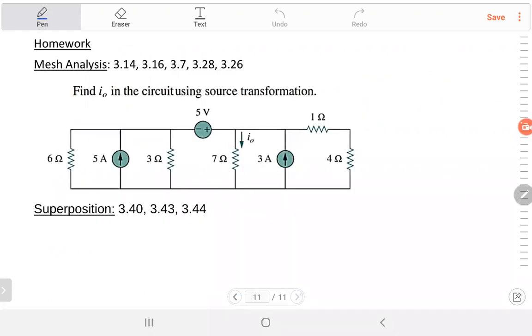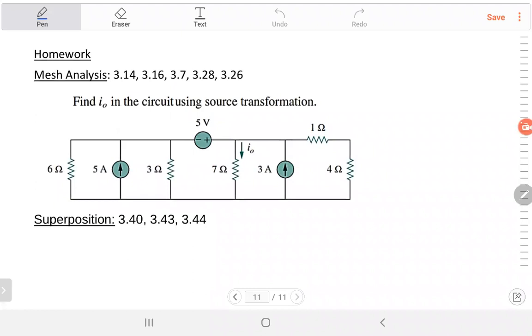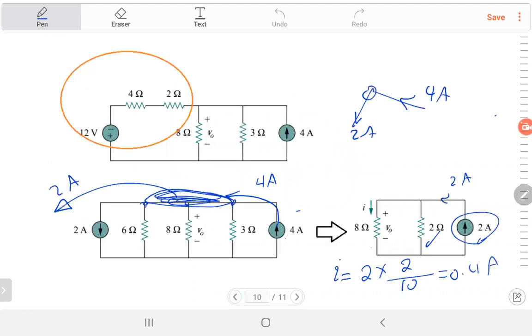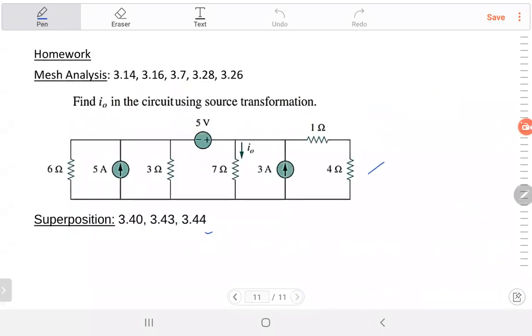Well, the homework, at the end of the slides, I will upload it with these slides. That's from the textbook, the mesh analysis, you practice, and the superposition, a few problems. And I didn't find good problems in source transformation, so I just gave you this one already. Yes, I can. I will upload the same thing as PDF.